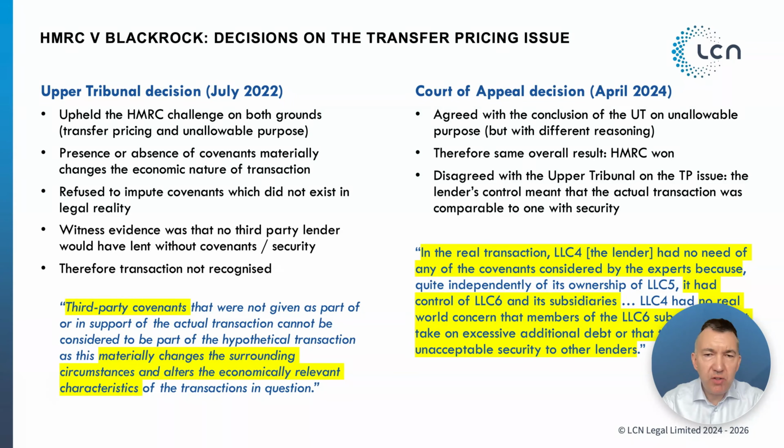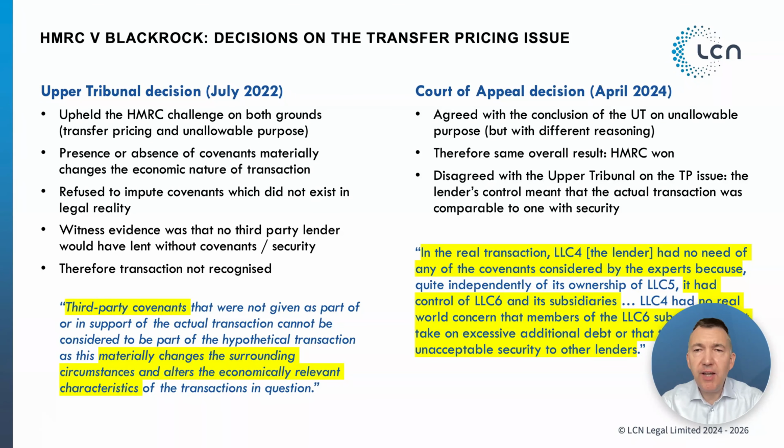In other words, from a transfer pricing perspective, it was a binary decision. So the tribunal found no third-party lender would have lent in such circumstances, and therefore the transaction was not recognized, and therefore from a purely transfer pricing perspective, the interest deduction would have been denied. And you can see the quote in the bottom left here: third-party covenants that were not given as part of or in support of the actual transaction cannot be considered to be part of the hypothetical transaction, as this materially changes the surrounding circumstances and alters the economically relevant characteristics of the transactions in question. So that was the 2022 decision.